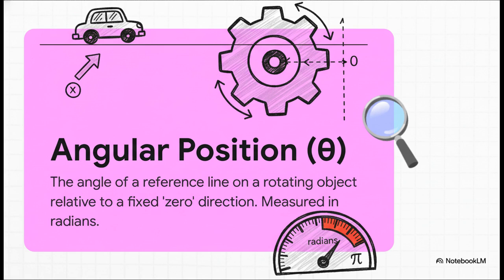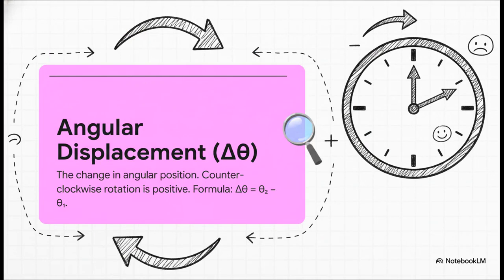And here's a pro tip. While you might be used to degrees, in physics we pretty much always use a unit called radians. It just makes the math way cleaner down the road, trust me. Okay, so what's next? Well, how far did it turn? That's angular displacement, or delta theta. It's just the change in its angular position from one moment to the next.